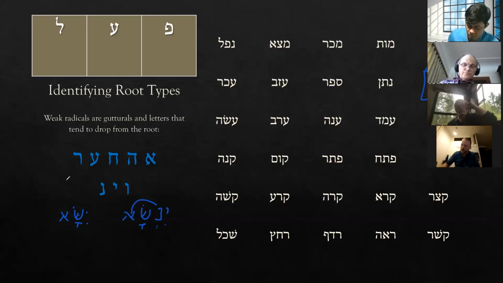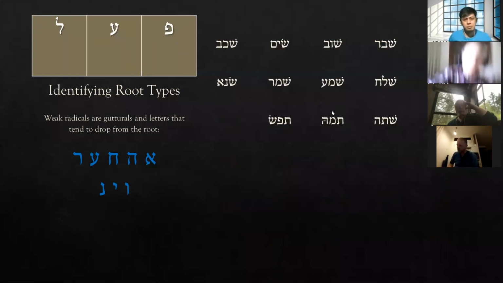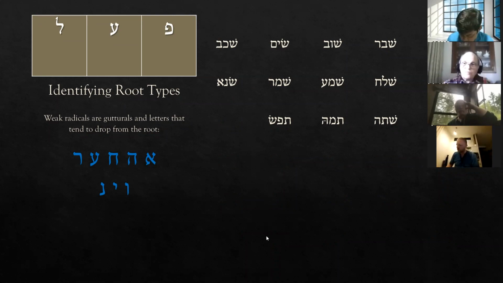In the past tense, this will have a different effect. In the perfect, nasata, where this aleph is quiescent, and so this lengthens to kamatz, and this one does not take dagesh lene. We just know that having the nun in the first position will have effect in the future. Aleph in third position is going to have an effect in the perfect. Okay, just more of those. We're just going to ignore that for now. Basically, we got the idea of how to identify the roots, and that's the most important part at this point.